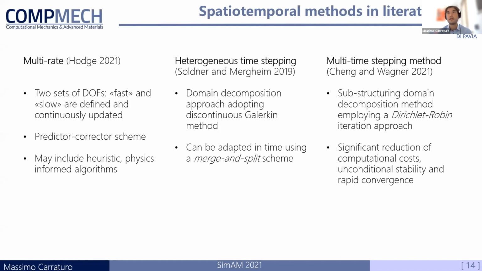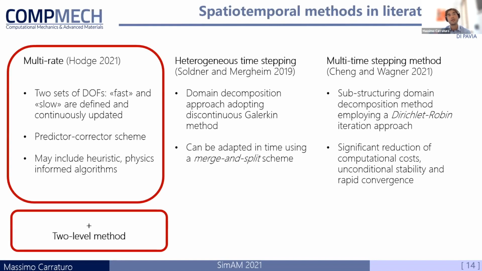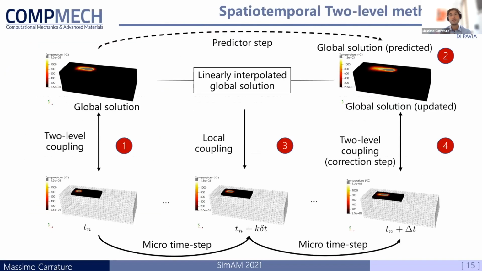Finally, it was very recently published the multi-time stepping method by Cheng and Wagner, where a substructuring domain decomposition is employed together with the Dirichlet-Robin iteration approach, leading to significant reduction of computational cost and conditional stability together with a rapid convergence rate. So what we have done is to take the multi-rate method proposed by Hodge and combine it with the two-level framework. This is, say, an overview of the implementation that we have done.